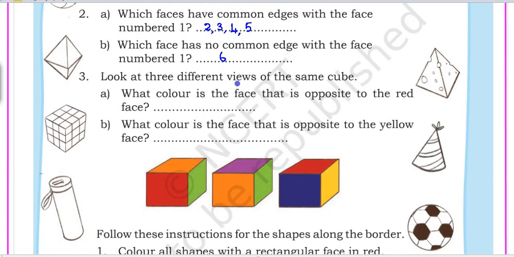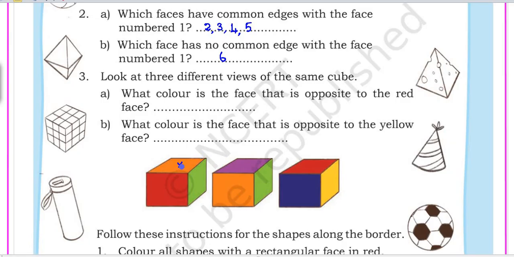So look at 3 different views of the same cube. First question, A1. What color is the face that is opposite to the red? Here, based on color, we have to find out the opposite. Now this is the red. Which is opposite to the red?